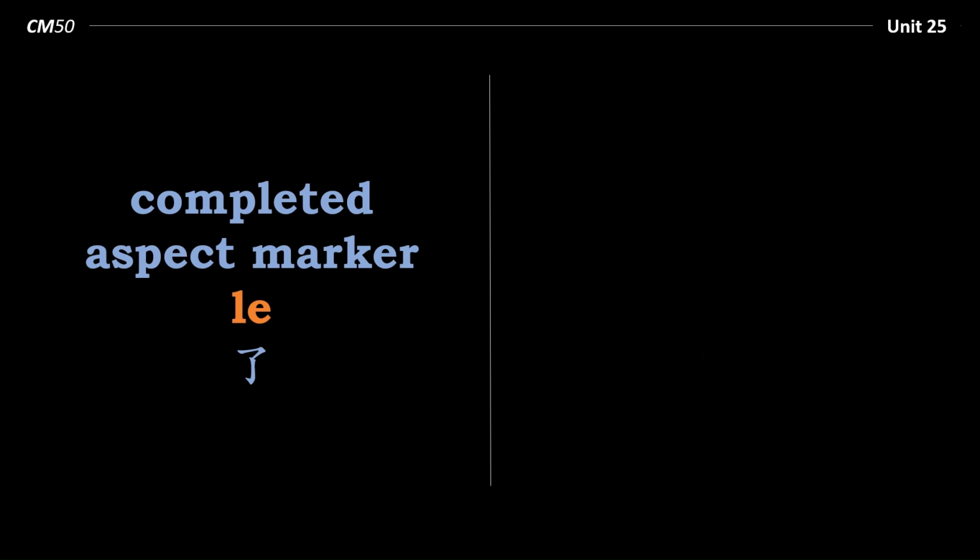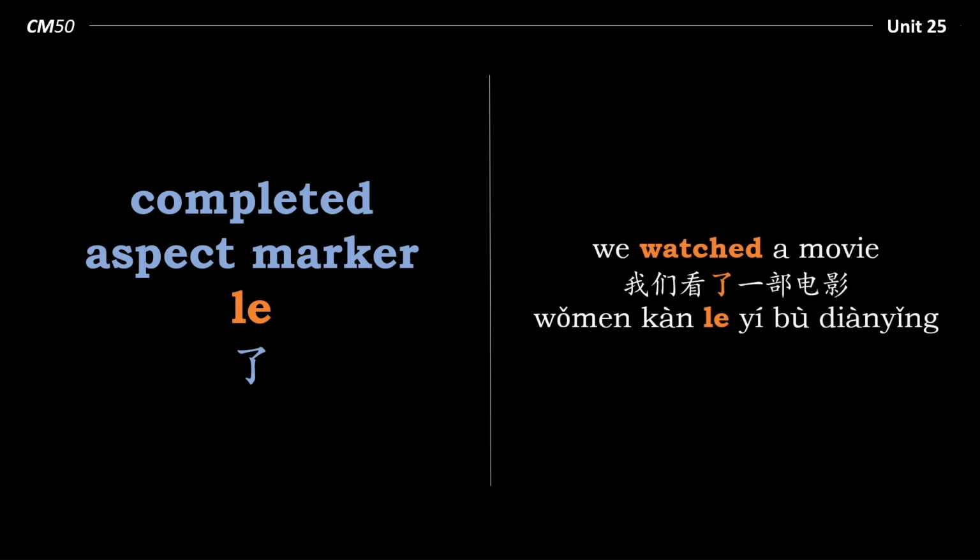Let's use another verb. 看, watch. So how would we mark the fact that this is completed? How would we say watched? 看了. So again, we simply put le after the verb 看. So 看 is watch, 看了 is watched. We watched a movie. 我们看了一部电影.